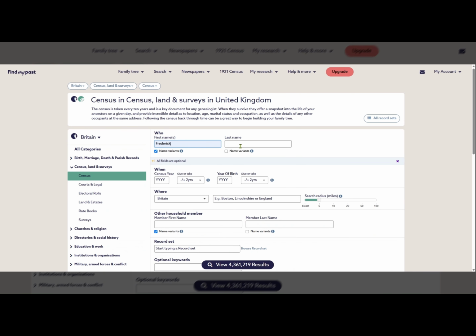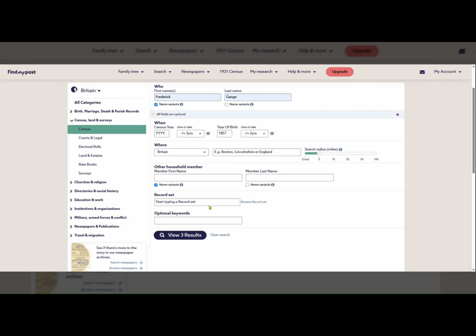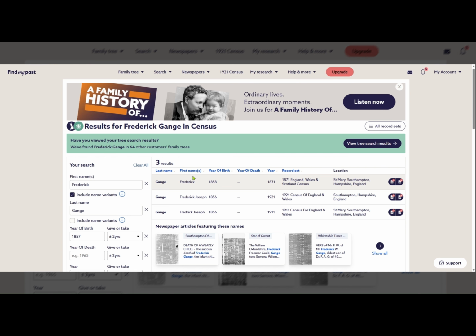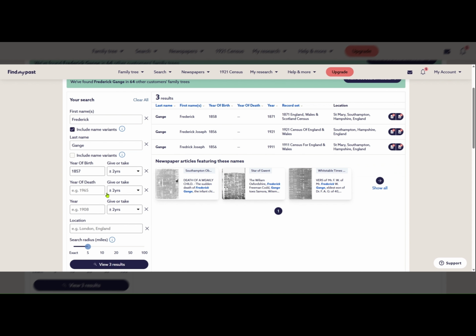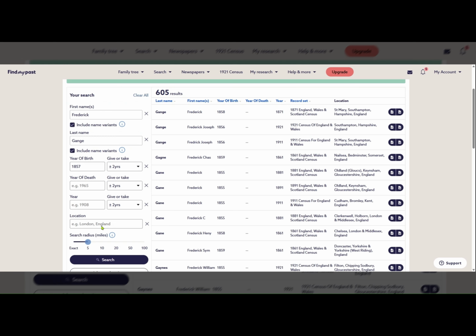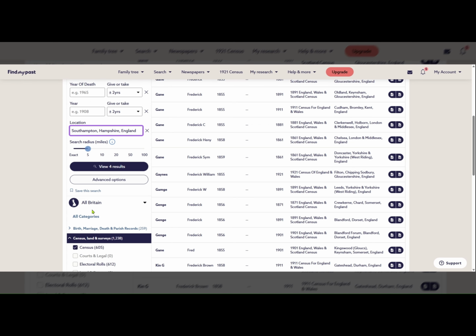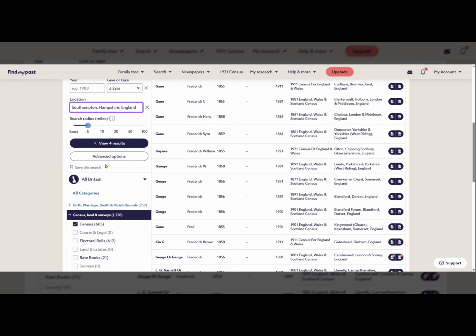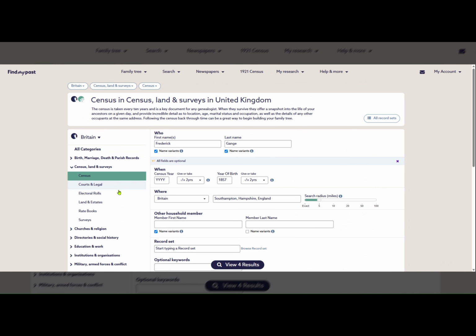So we're going to start by looking for Frederick Gange, his father, who was born in 1857. We can see it says 3 results there. Let's have a look what they are. It would appear it's 1871, 1921 and 1911, so not the year after. Now, it could be that there's a transcription error or something, so look, include name variants. That brings up 600, which is not very useful. Let's try and narrow it down by putting in Southampton. Right there. Let's put up 4 results. Advanced options, let's choose the 1891 census.